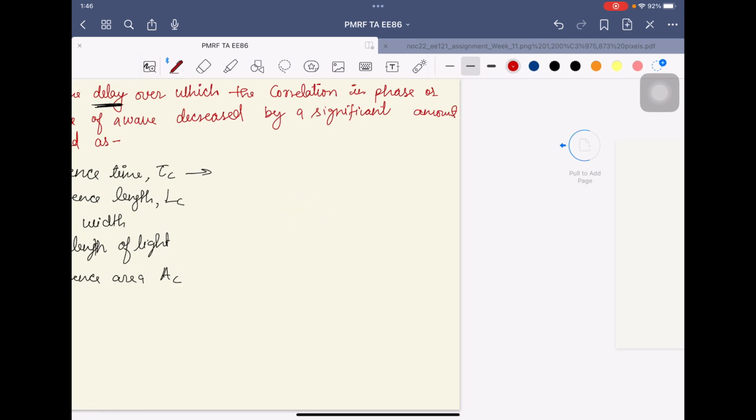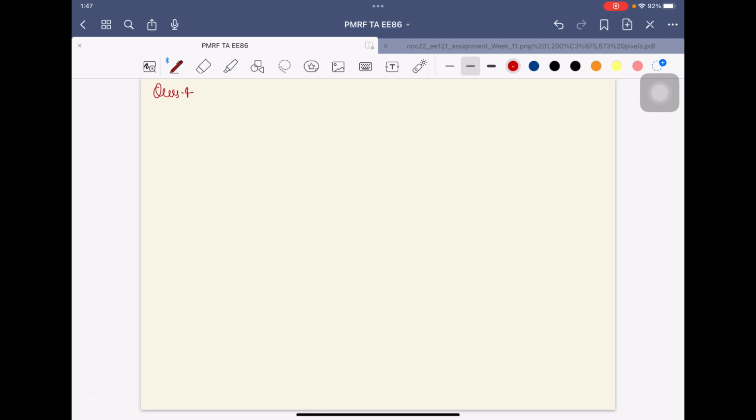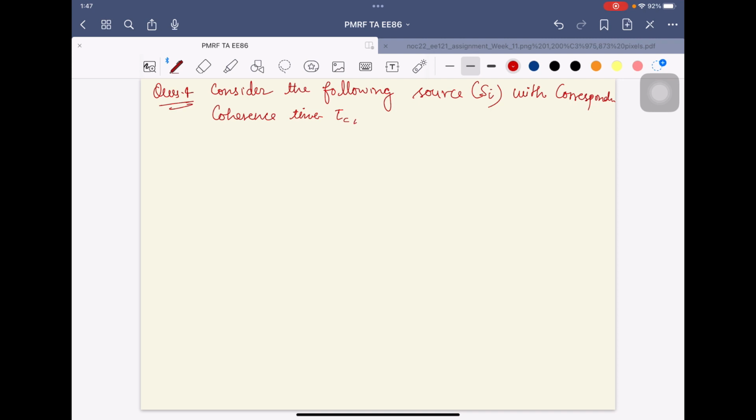Okay, so next, question 4. Given, consider the following sources S i with corresponding coherence times tau c i. Choose the correct answer.